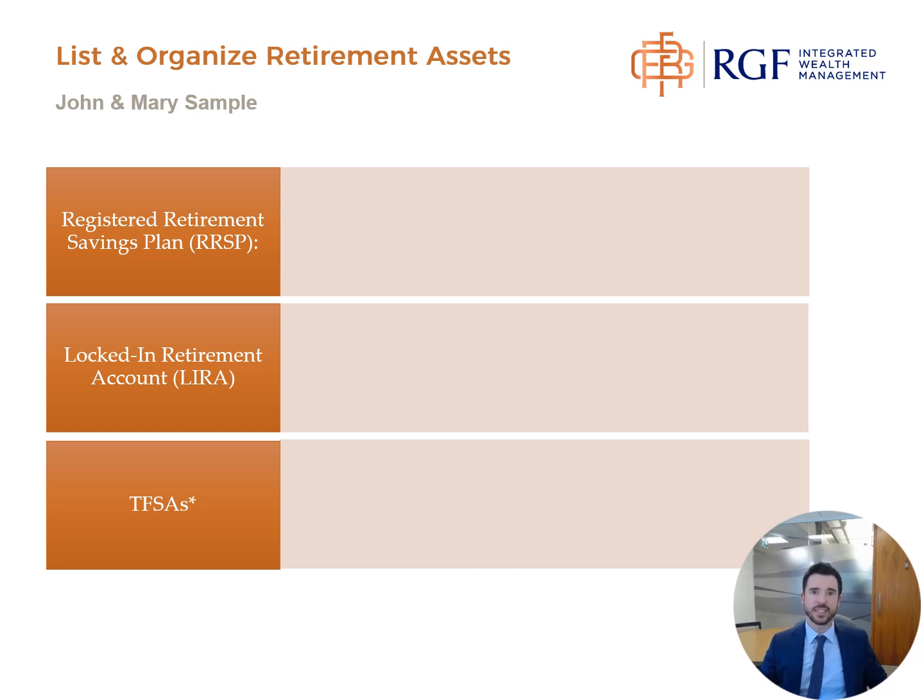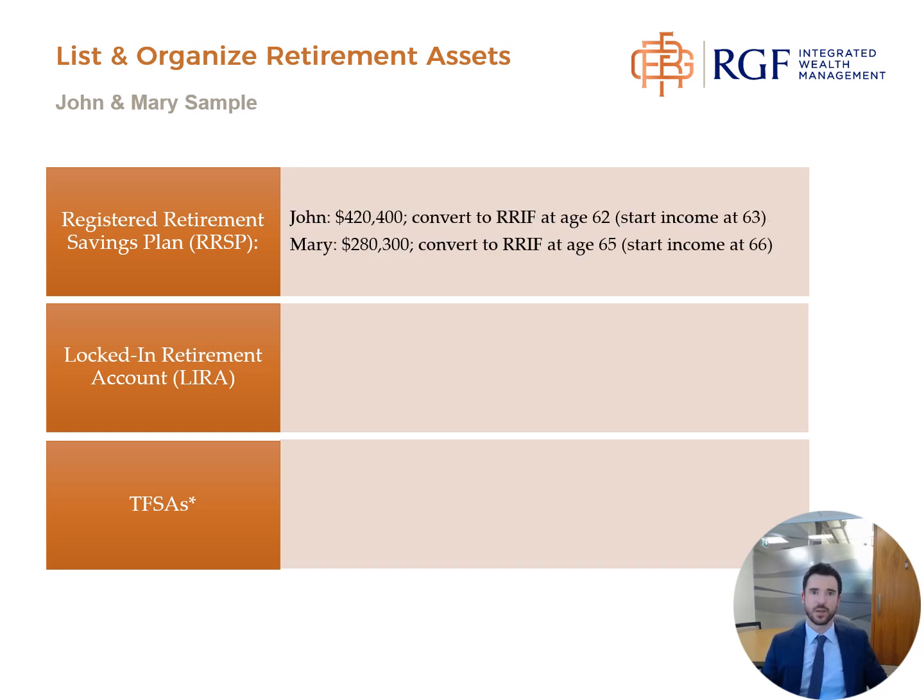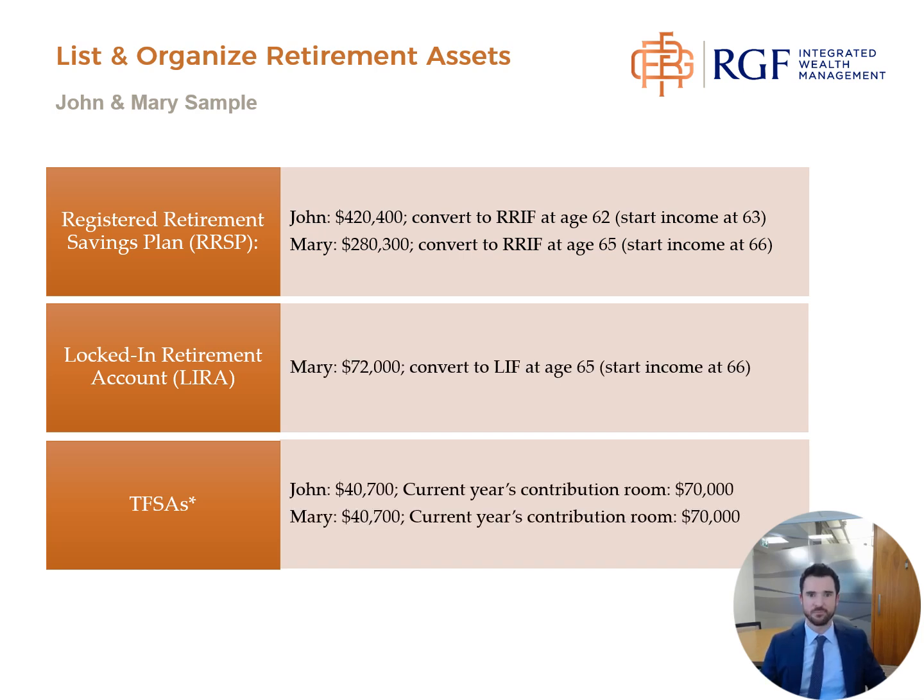So let's take a look at the sample's retirement assets. Both John and Mary have an RRSP, Mary has a LIRA, and both John and Mary have a TFSA. In terms of their future plans, they don't expect to have any additional savings before retirement, but they are planning to downsize at age 75, and estimate around 25% of the home proceeds will be available for reinvestment.